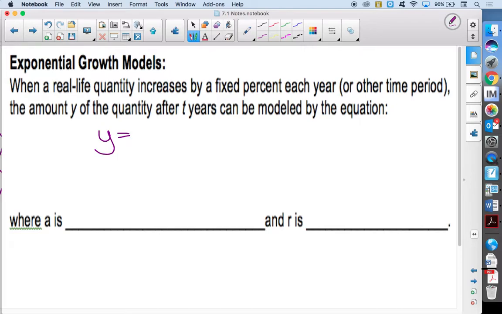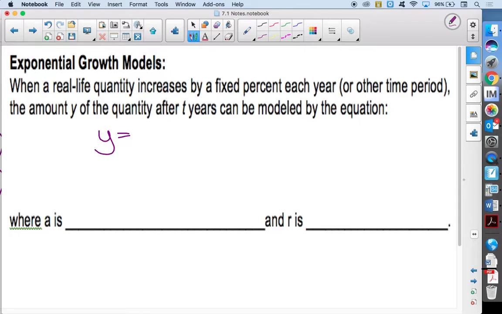So exponential growth models are an easy way to model things in the real world, a real life quantity that increases by a fixed percent each year. So if something grows by 2%, or if it grows by 5%. Or if it's not necessarily a year, maybe it's over a period of months instead of years. And then it says the amount y would be the quantity that you have after t years, so after time.